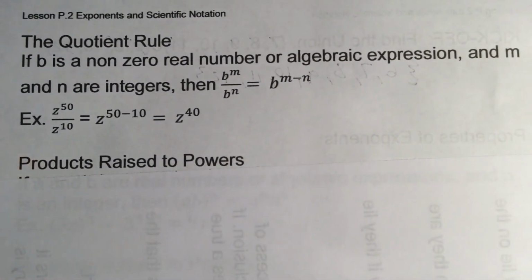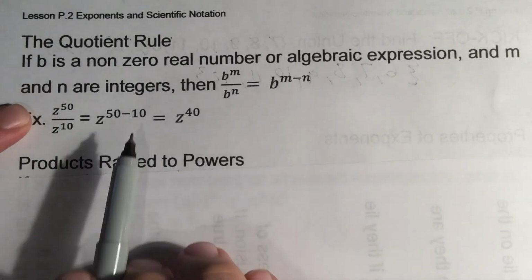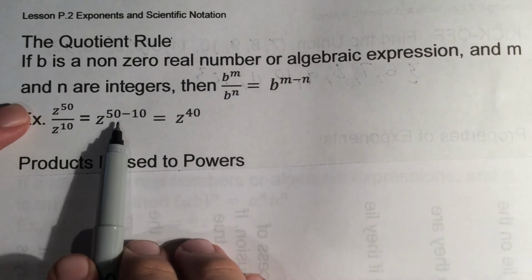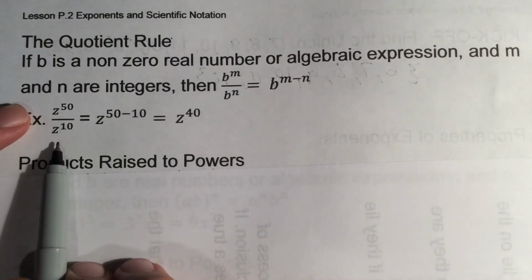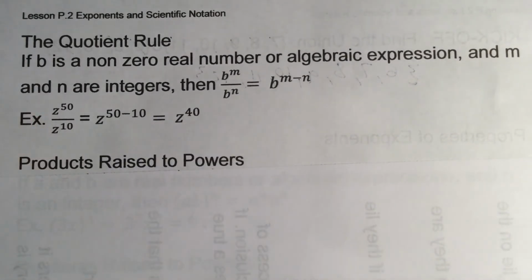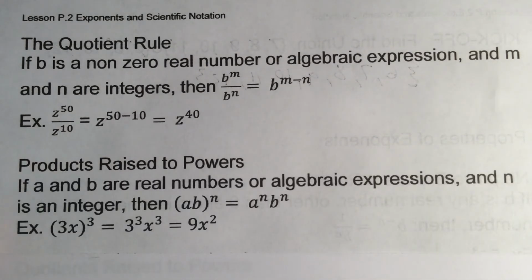So we did the product rule a little bit ago, where if we multiply them, we added them. If we're dividing, we're going to subtract them. So if it's z to the 50 over z to the 10, we'd subtract the 50 minus 10 and get 40.